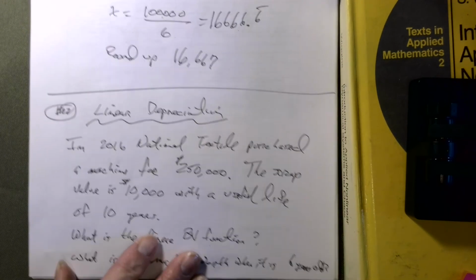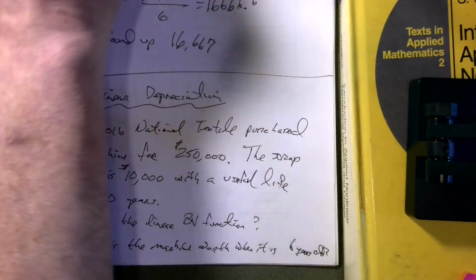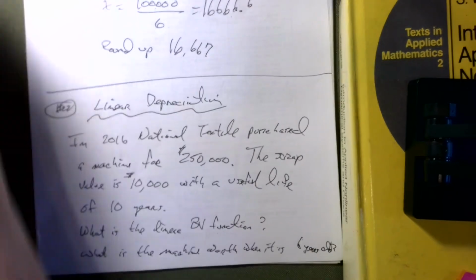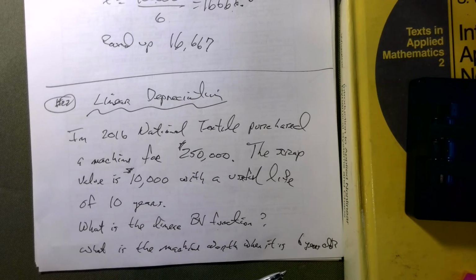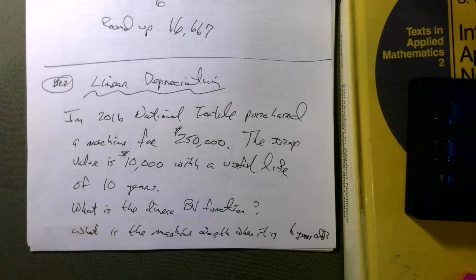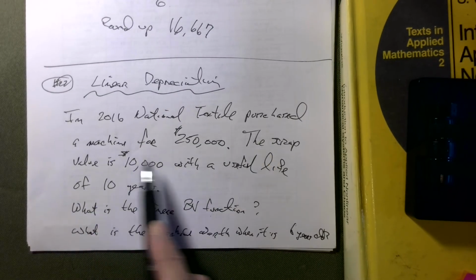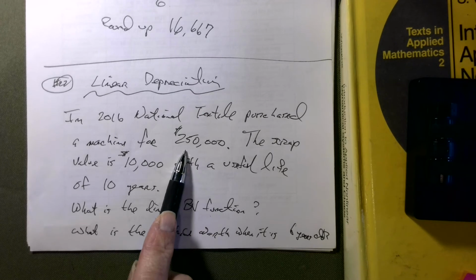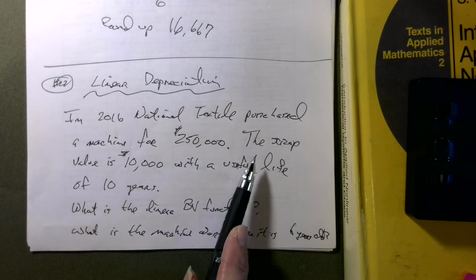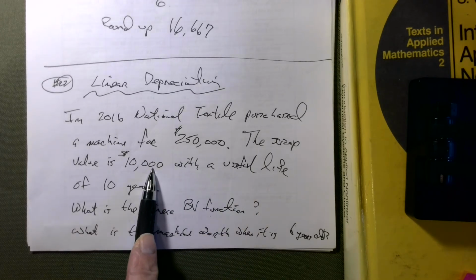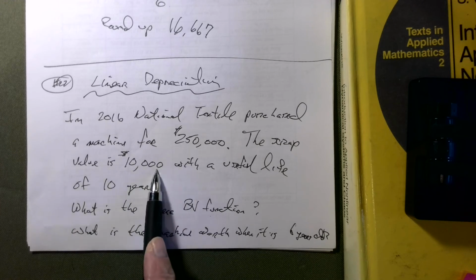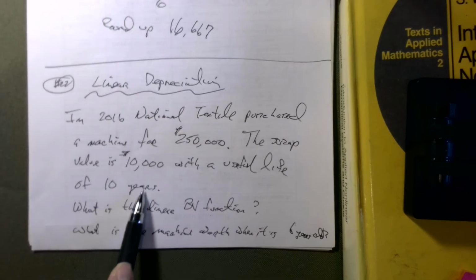Okay, another type of problem that you're going to be working with is something called linear depreciation. And so we have this textile company that purchases a machine for $250,000. Okay, the scrap value is $10,000, quite a bit less, with a useful life of 10 years.